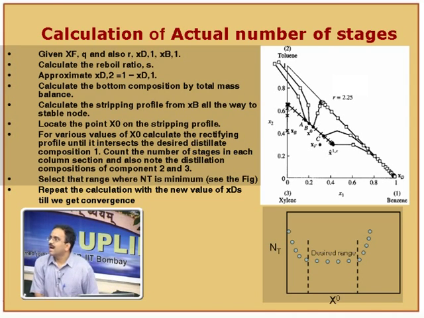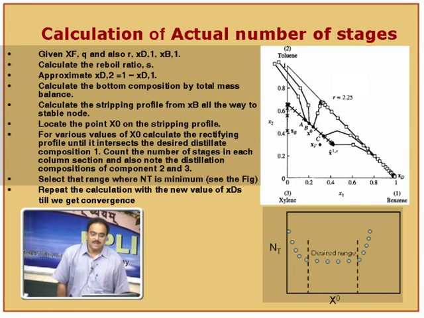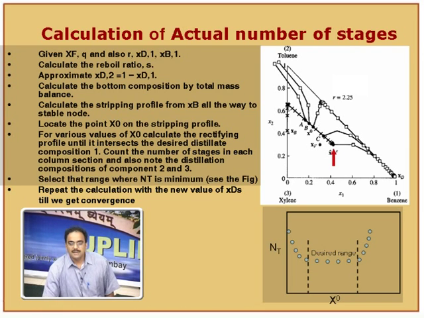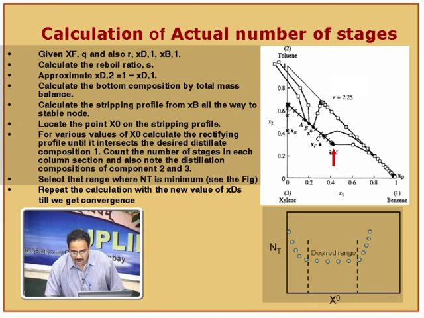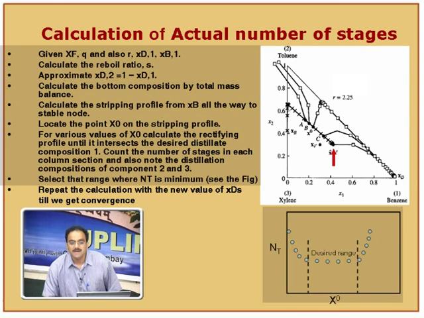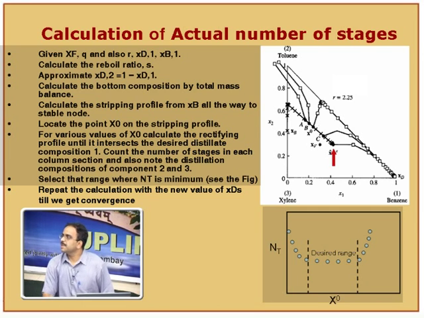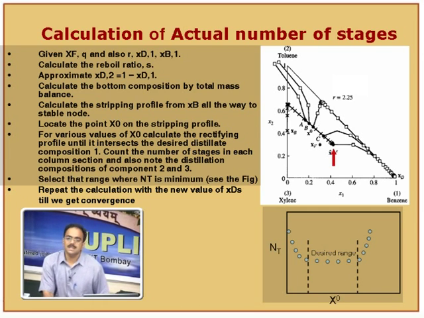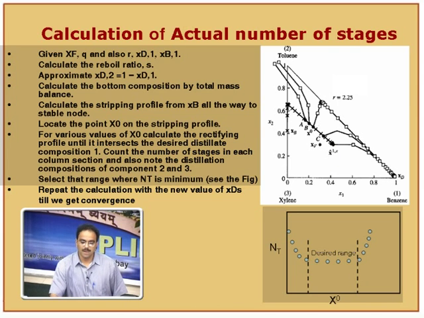Sorry? That's true. So you see the feed pinch here. There are many stages, right? When I am talking about x0 here, that means I am here. If I count the number of stages, you have the feed pinch here, and there are many stages there. That is why it goes up again.